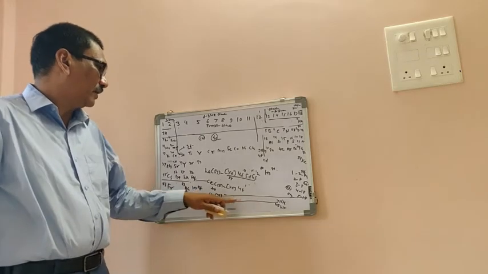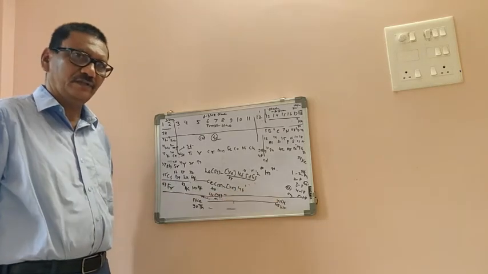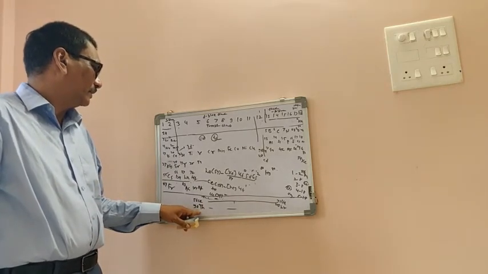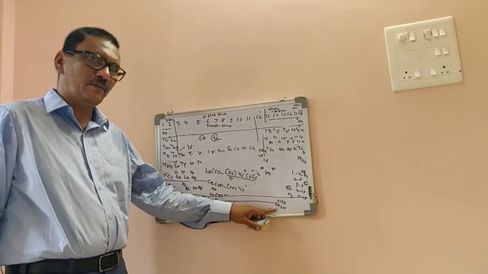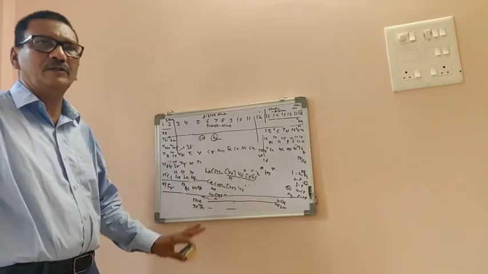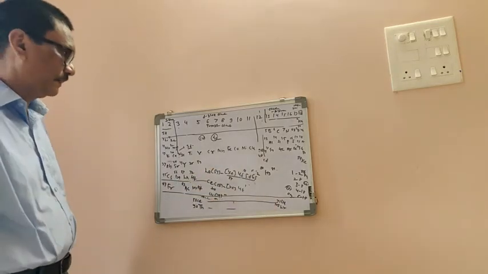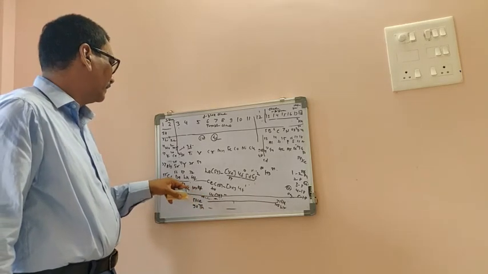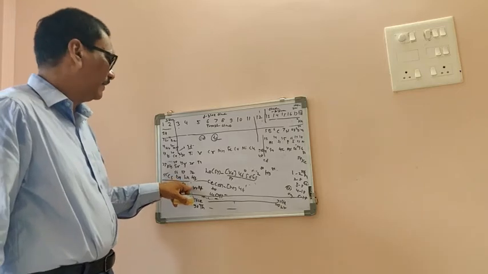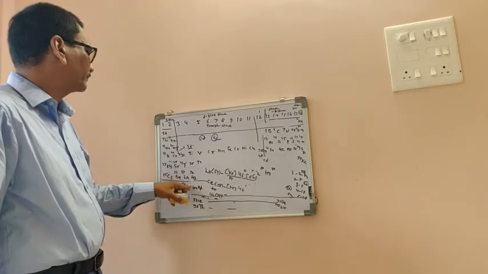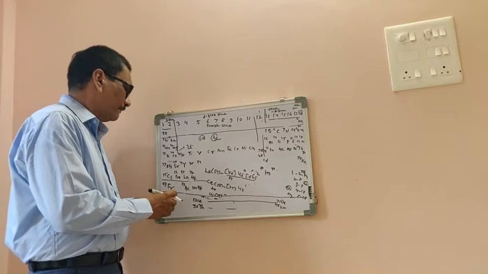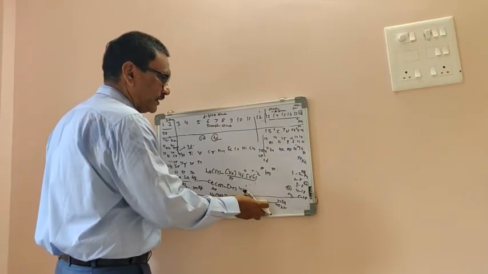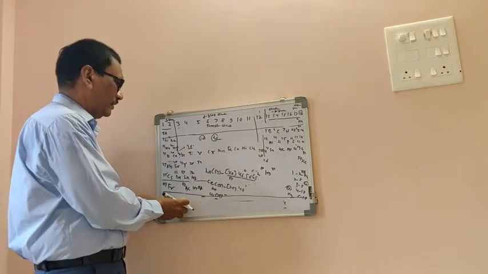So these elements have similarity in the properties, but they are placed below the main body of the periodic table. After that, each element comes in this category. So this is called the first inner transition series and the second inner transition series.